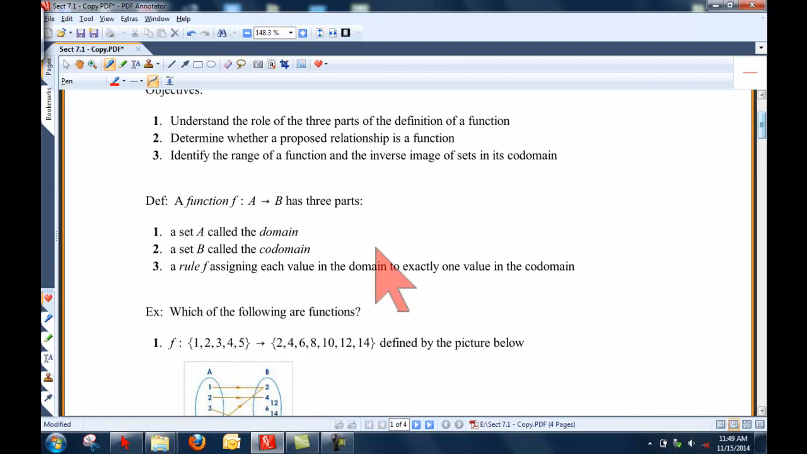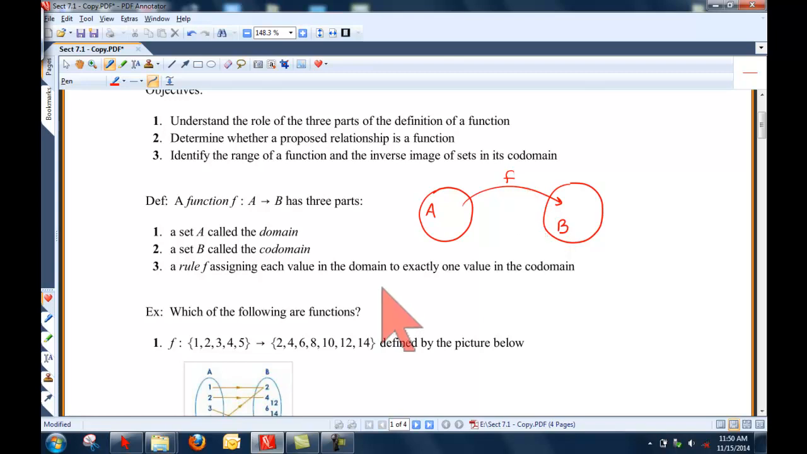A function has three parts, and so we often draw Venn diagram type pictures to help show what's going on. There is a set called the domain. There's a set called the codomain, and if you were going to call that the range, we'll get to that after a bit. And then there's a rule that goes from set A, the domain, to set B, the codomain.